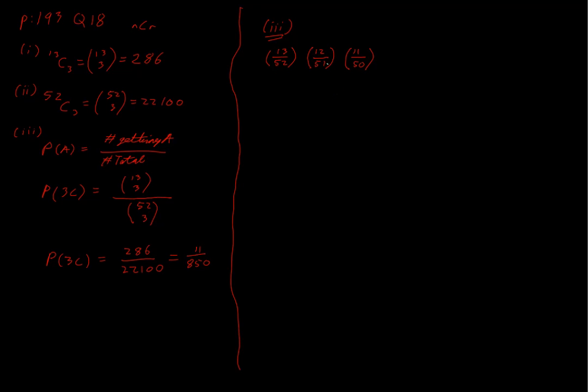I want this and this and this to happen. I need all 3 of these to happen in order to end up with 3 clubs in my hand. So I want to multiply. And with probability, "and" is always going to mean multiply. So I want to get a club and my 2nd card to be a club and my 3rd card to be a club. Because this and this and this must happen, I multiply my different outcomes together. And when I put that into my calculator, lo and behold, I get 11 out of 850.